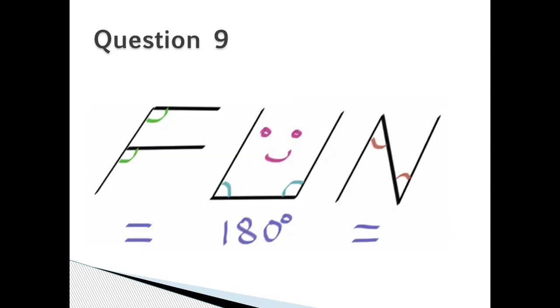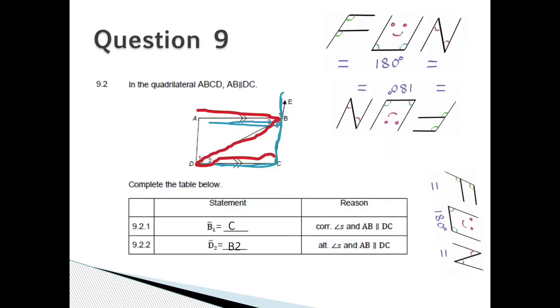Whenever we are working with angles, we need to remember F, U, N. This is where we can see from the F that corresponding angles are equal. From the U, that the co-interior angles add up to 180 degrees. And from the N, that the alternate angles are equal. It's also important to remember that when we look at F, U, N, we must be able to rotate it to see all the different ways that it could occur.